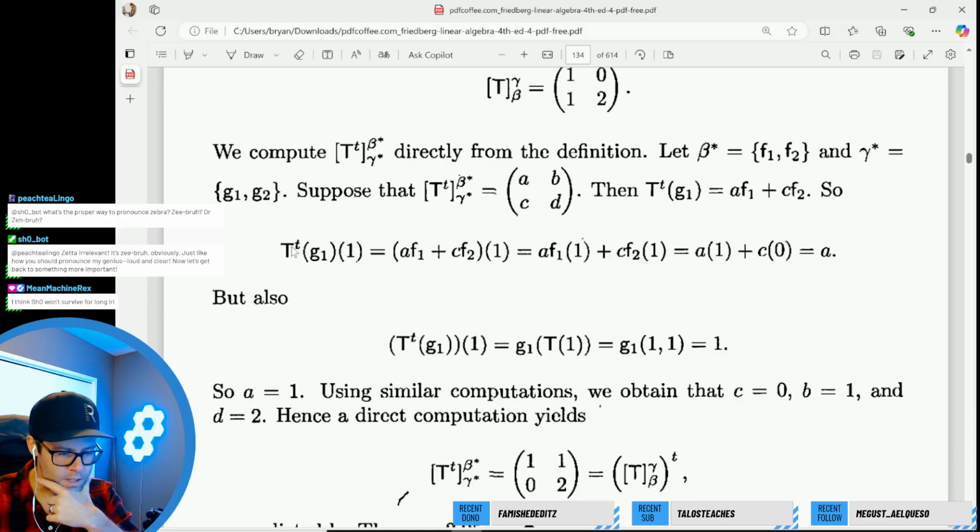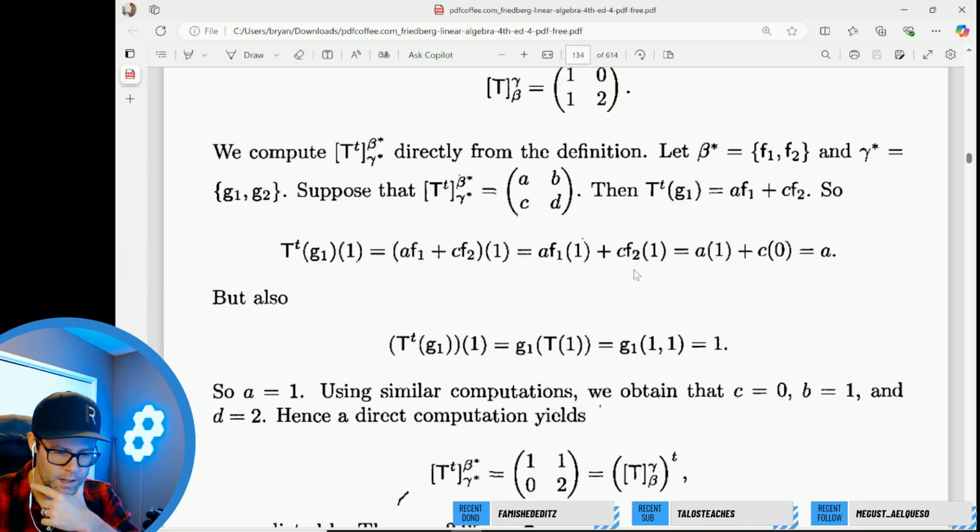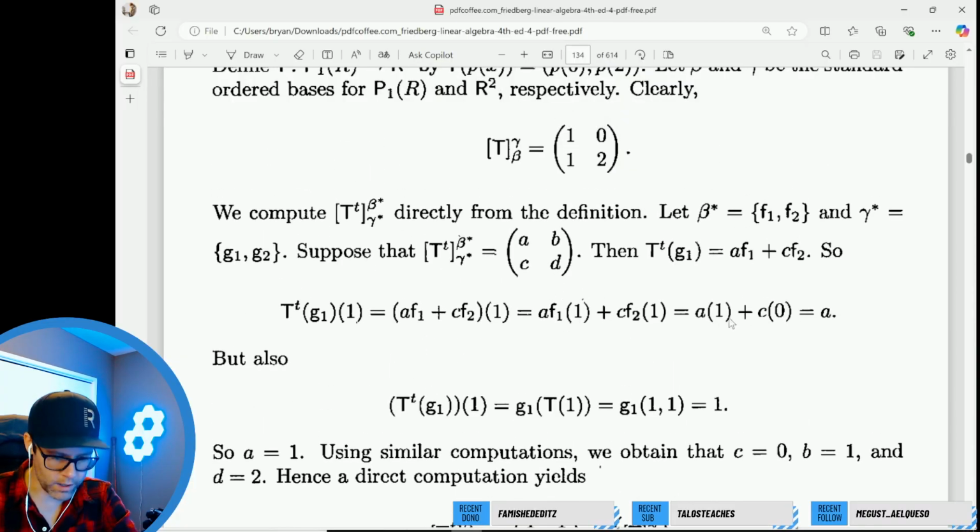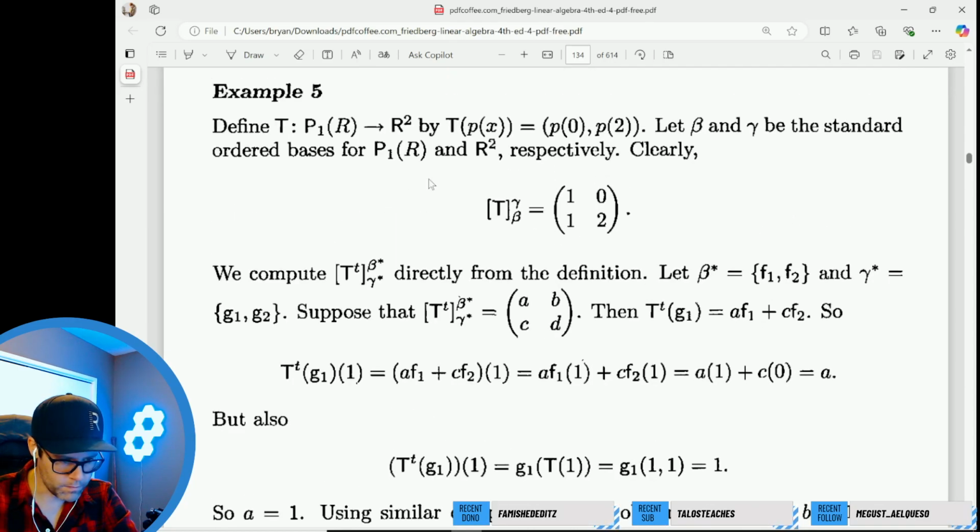Okay, I get this. So T transpose evaluated at G1 is a linear combination of F1 and F2, right? And they're using the linear property of F1 and F2 here. That's fine. But how do they know the evaluations of F1 and F2? How do they know that F1 at 1 is 1 and F2 at 1 is 0? How do they know that?